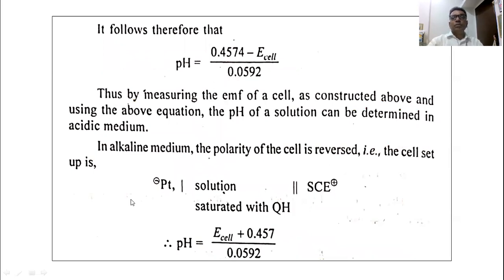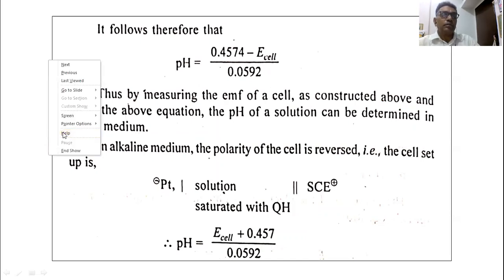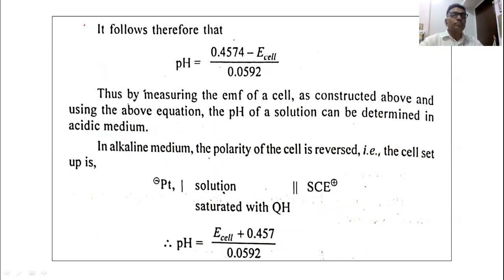Thus, by measuring the EMF of the cell constructed as above, or once again I would like to construct the cell here, where the saturated calomel electrode is on the left side, and the quinhydrone electrode is on the right side. Hydrogen ion, quinone, hydroquinone. This is a redox electrode. Positive polarity, negative polarity. So using this equation, the pH of this solution can be determined.